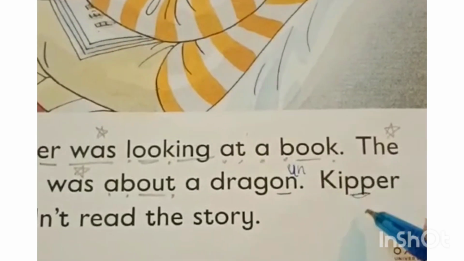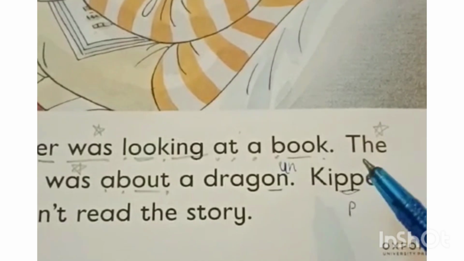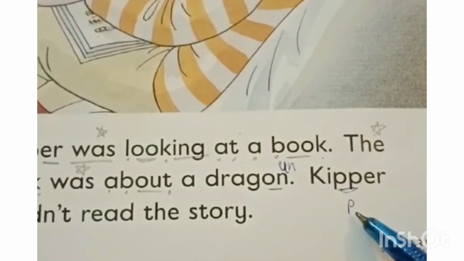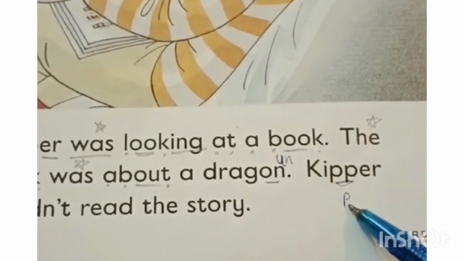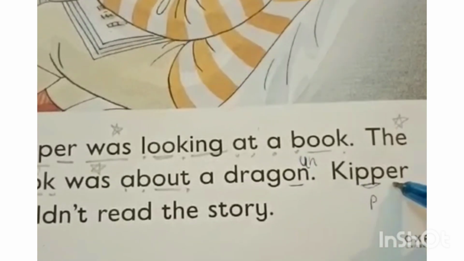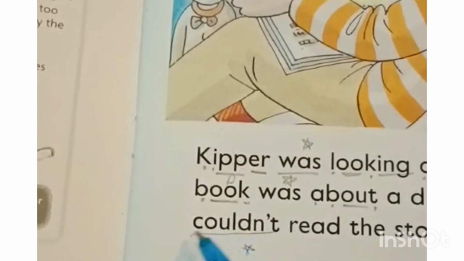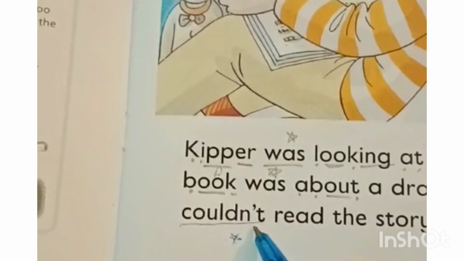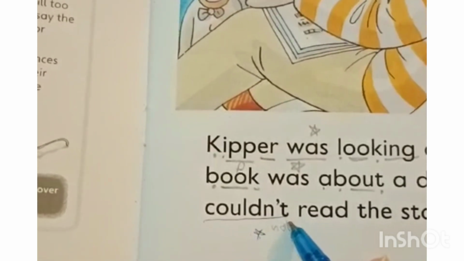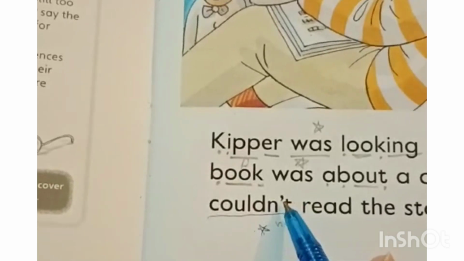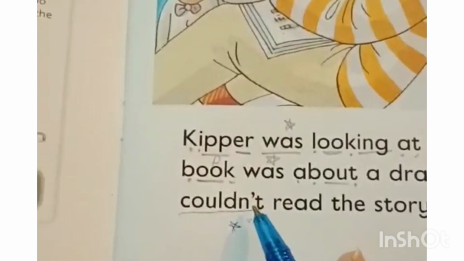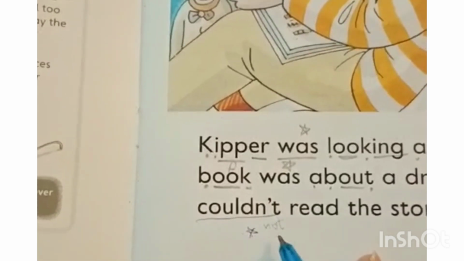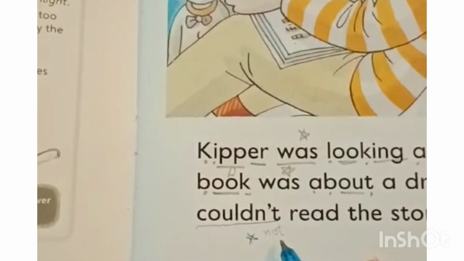K, I, P. Now we have the same double letters, so we will say the sound one time. K, I, P. Kipper. It is also a tricky word. Could. N and T is a short form of not. N-O-T, not. It is a short form as it has an apostrophe here. So it is the short form of not. Couldn't. We will say it couldn't.